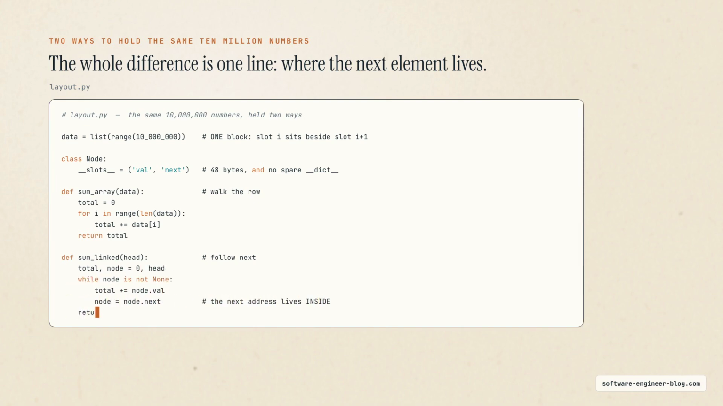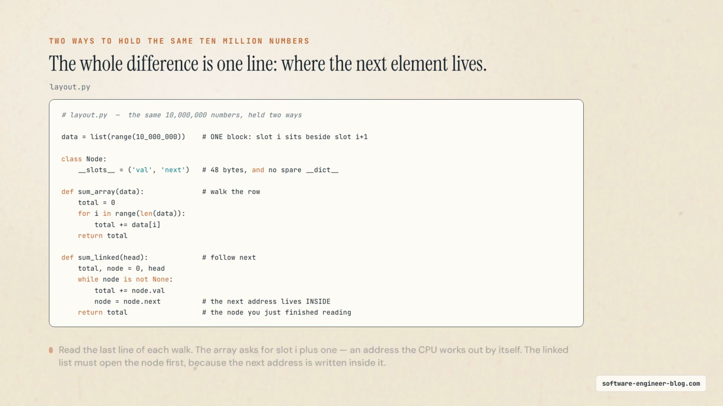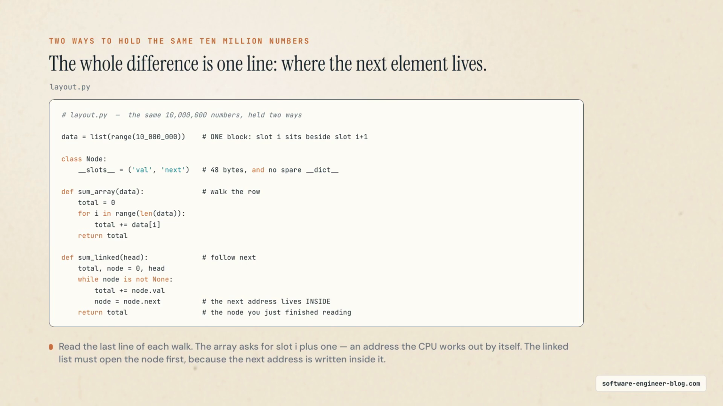Now look at the 2 walks. They look almost the same, but read the last line of each one. The array asks for slot i plus 1. That is an address the CPU can work out by itself before it has read anything at all. The linked list has to open the node first because the address of the next one is written inside it. That single difference is the whole episode. And notice that Big O cannot see it. Both of these are O of n.